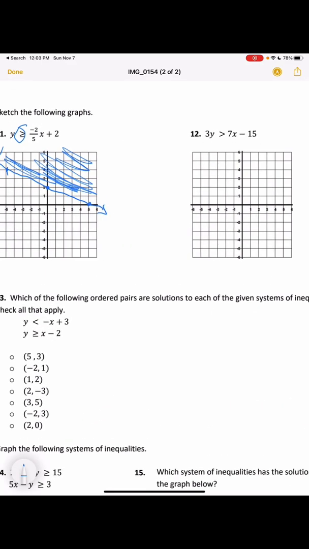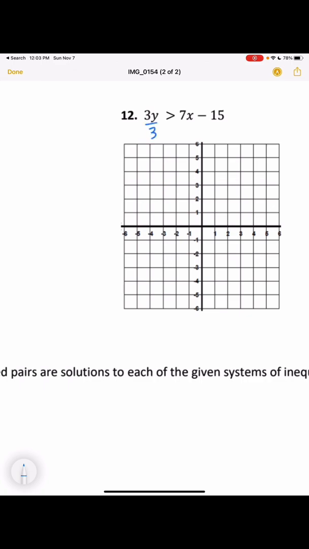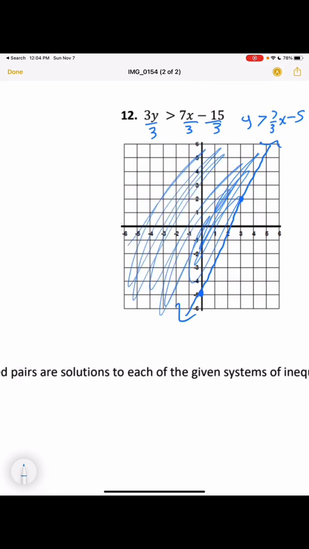Okay, next one is not ready to be graphed yet, so we need to divide everything by 3 to end up with y is greater than 7/3 x minus 5. So we'd start here at -5 and go up 7, 1, 2, 3, 4, 5, 6, 7, and over 1, 2, 3. Really, that's all we have space to graph with how big that slope is. And then now we need to decide if we're shading above or below, and in this case, we shade above the graph.